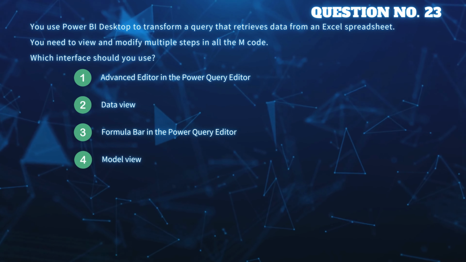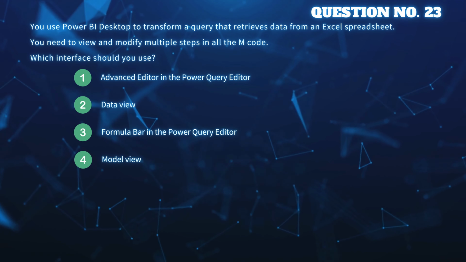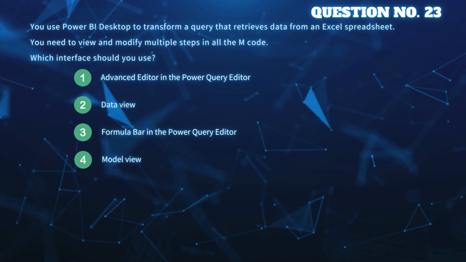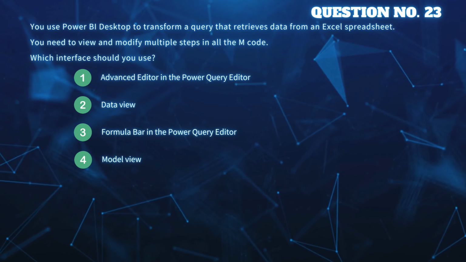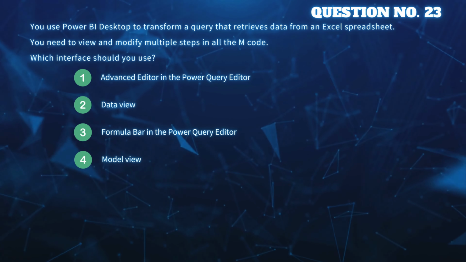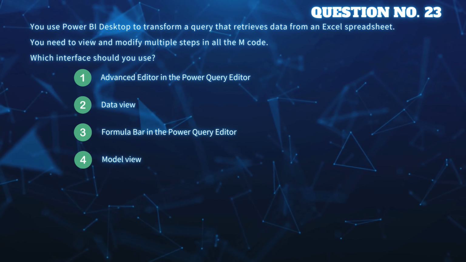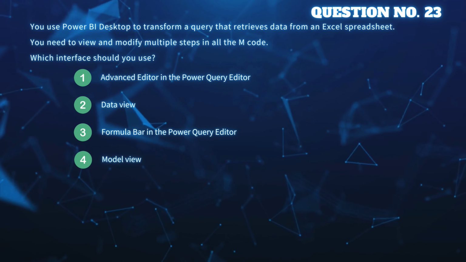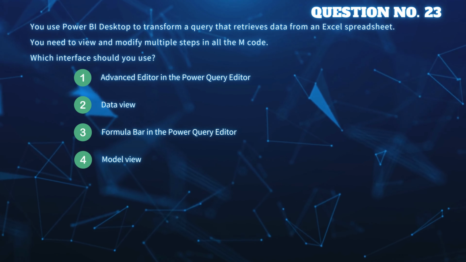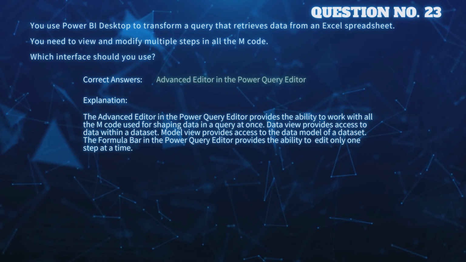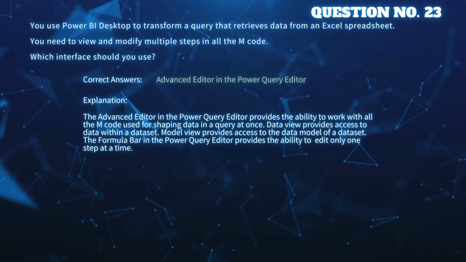You use Power BI Desktop to transform a query that retrieves data from an Excel spreadsheet. You need to view and modify multiple steps in all the M code. Which interface should you use? Option 1, Advanced Editor in the Power Query Editor. Option 2, Data View. Option 3, Formula Bar in the Power Query Editor. Option 4, Model View. Correct answers: Advanced Editor in the Power Query Editor.